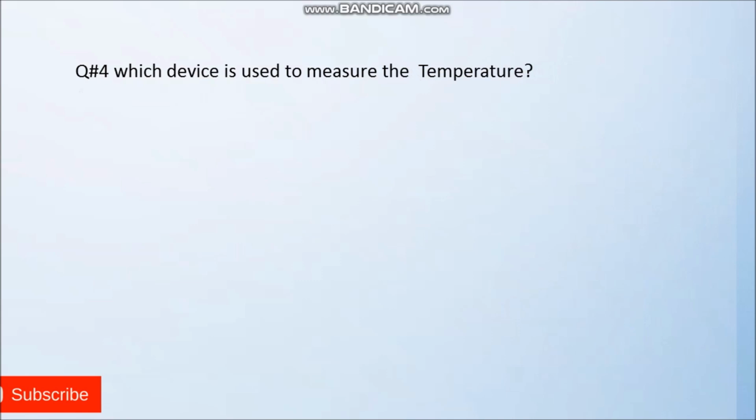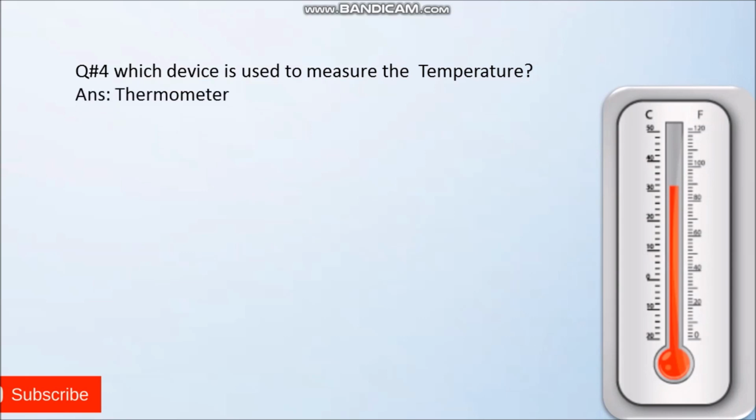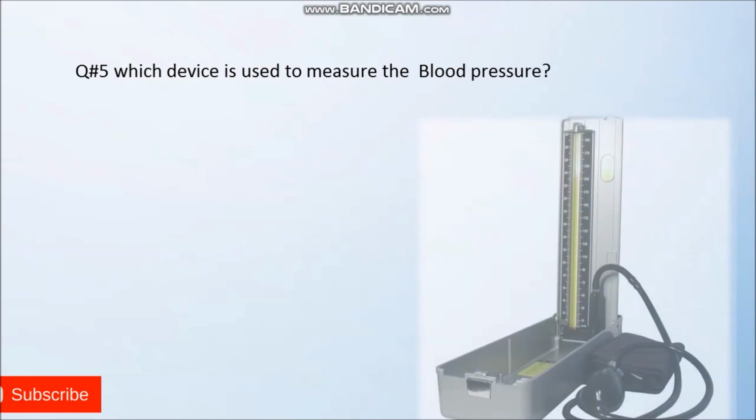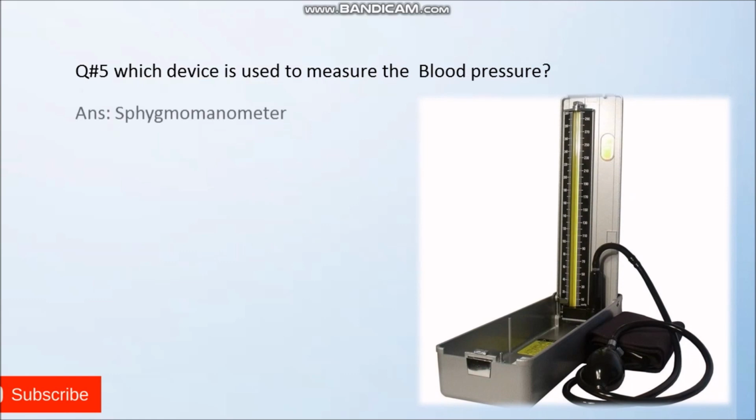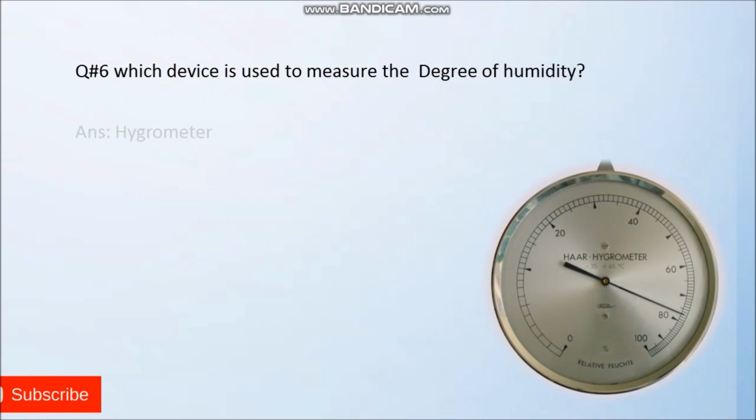Question number 4, which device is used to measure the temperature? Answer is thermometer. Question number 5, which device is used to measure the blood pressure? Answer is sphygmomanometer. Question number 6, which device is used to measure the degree of humidity? Answer is hygrometer.